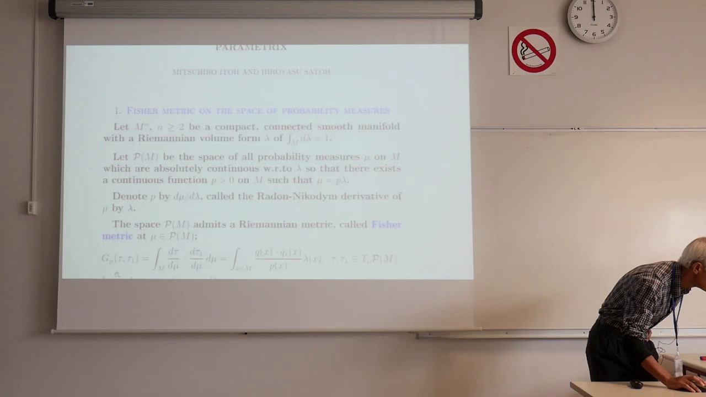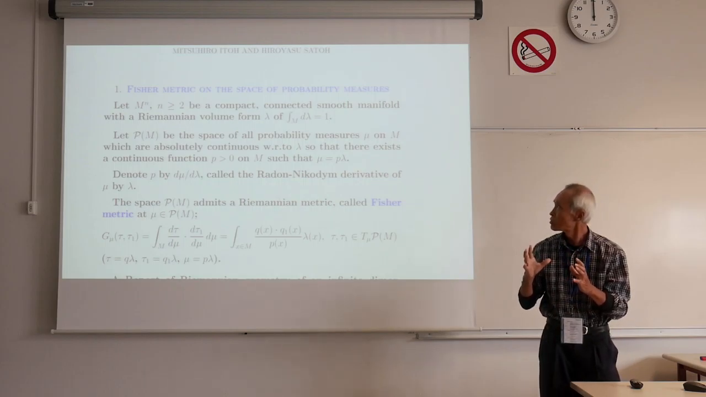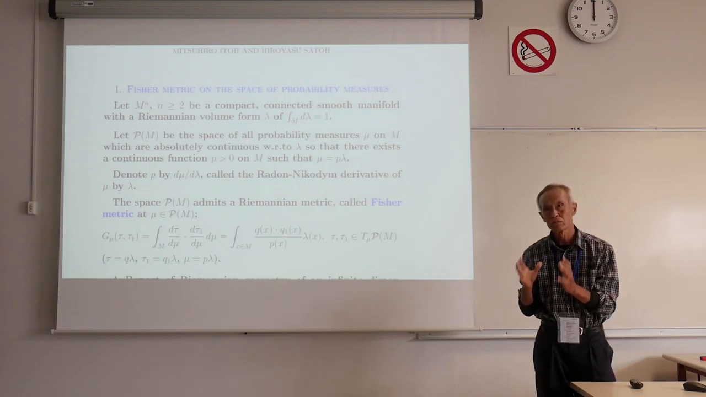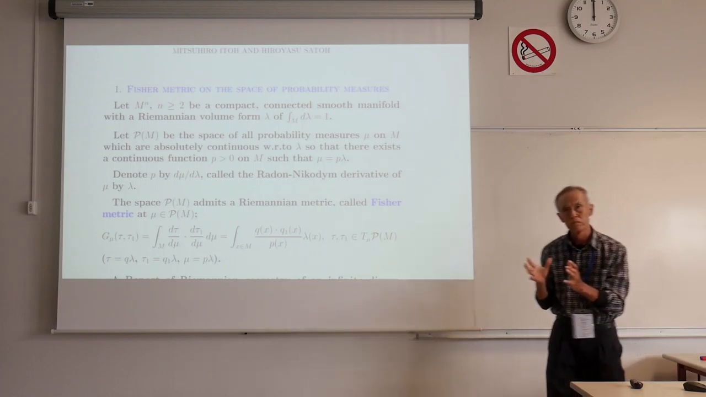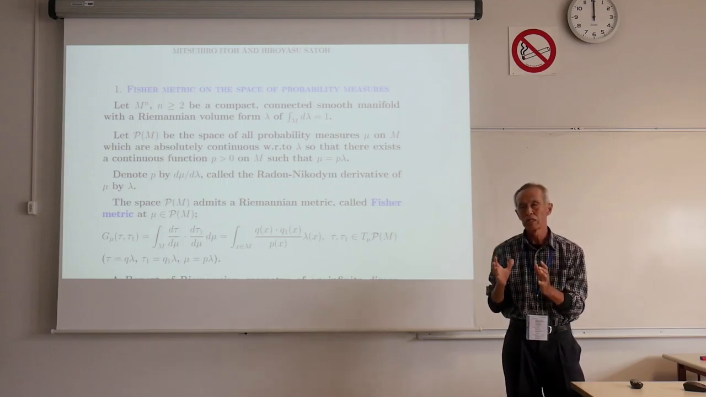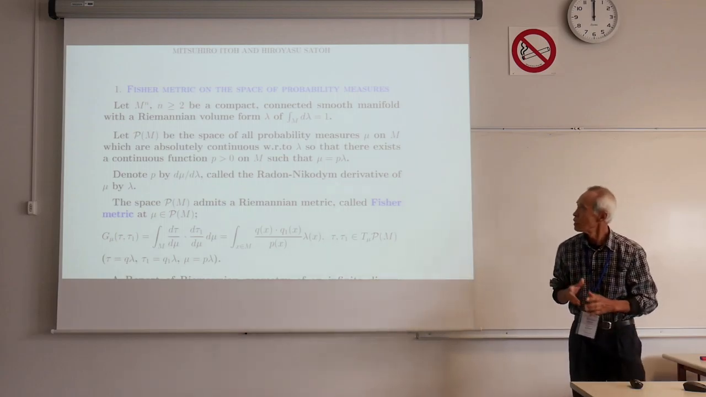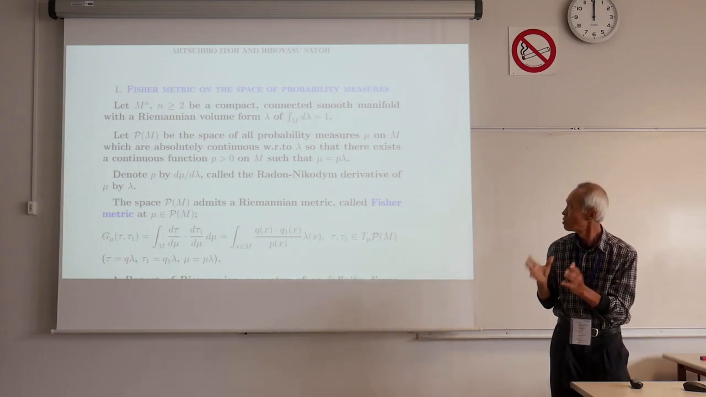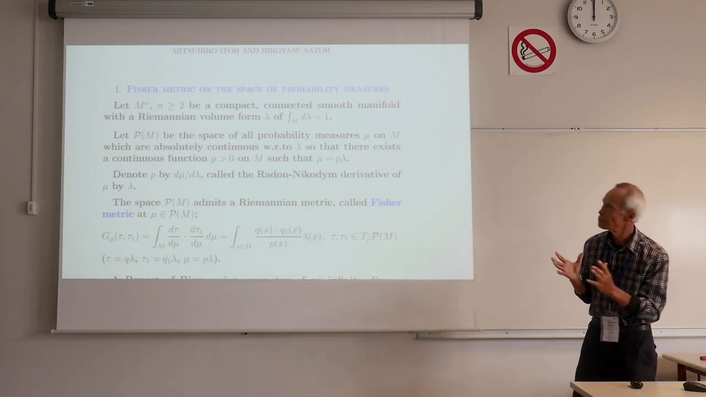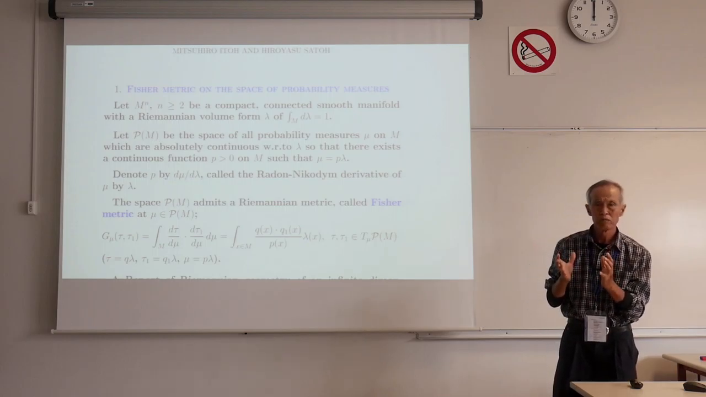So I now introduce the setting of our talk. Consider M, an n-dimensional compact connected smooth manifold. This admits a Riemannian volume form with normalizing volume. So lambda, we fixed the Riemannian volume form, just a probability measure.